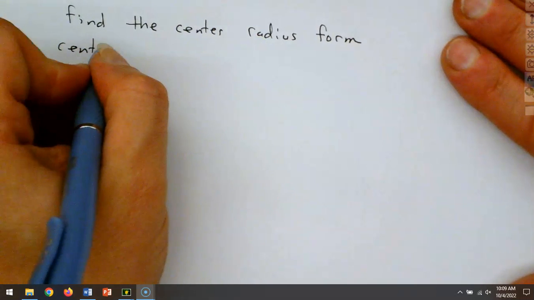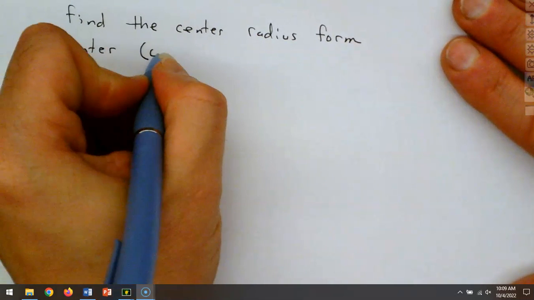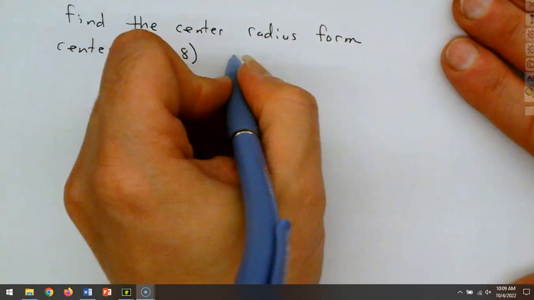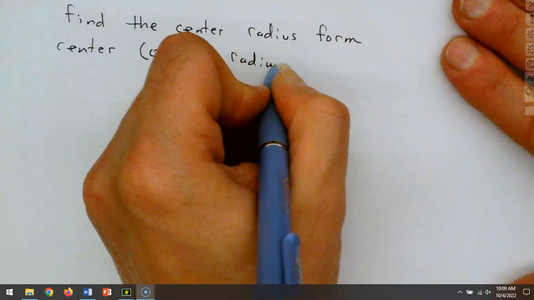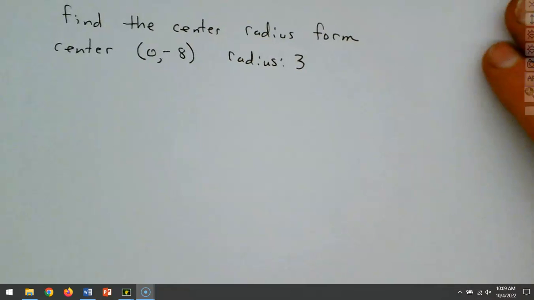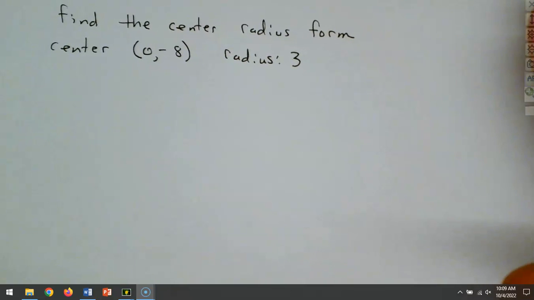And let's say we have a center that's at 0, -8 and a radius of 3. So again, I want this in center radius form.